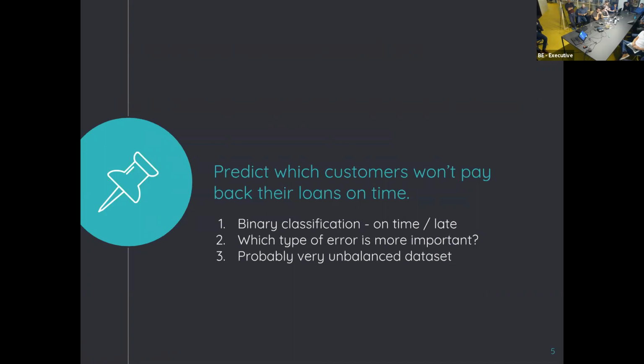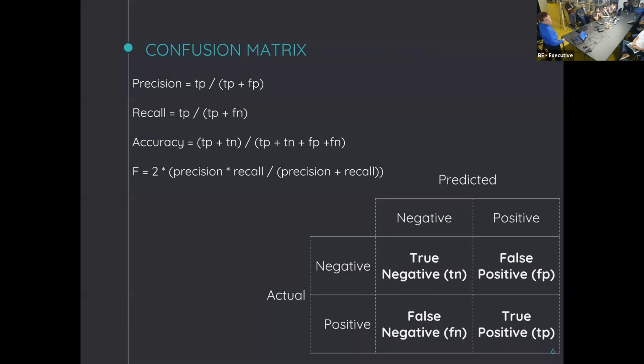What we're going to deal with is probably a very unbalanced data set. We can probably guess that most people would pay the loans on time. And if you have unbalanced data sets, then you need to take it into account when you do modeling, when you do pre-processing. So that's sort of an overview of what we're going to deal with. And I'm going to start with the first point. So how do we define a quantifiable metric?